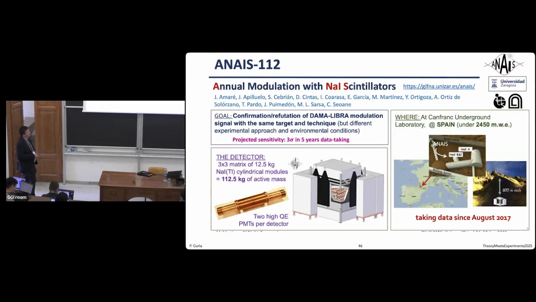So there are a number of things going on. But what is relevant here is that, for example, ANAIS released results last year. The Canfranc Laboratory is in the Pyrenees, about one hour from Zaragoza in Spain, in the tunnel that connects Spain to France through the Pyrenees mountains. This version of the detector has been taking data since 2017. It's about 100 kilograms of active mass with 2 phototubes coupled to each iodide crystal.